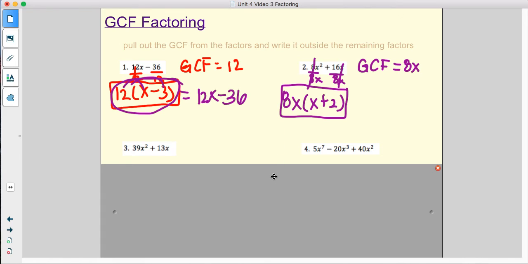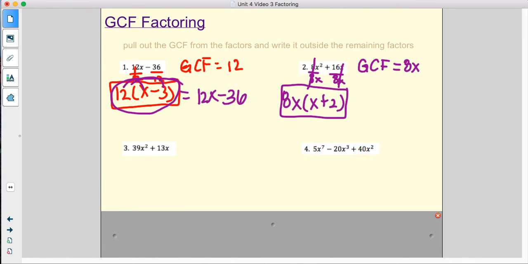Example 3. I look at this one, 39 and 13. I wonder if 39 is divisible by 13. It is, so my GCF is equal to 13. And then the biggest x I can take out. This is an x to the first, and this is an x to the second. So I can for sure take out an x to the first from the first one, and an x to the first from the second one. So 13x is my GCF.